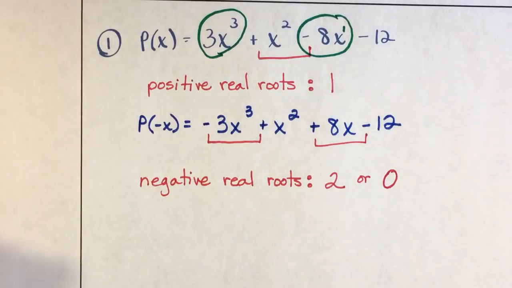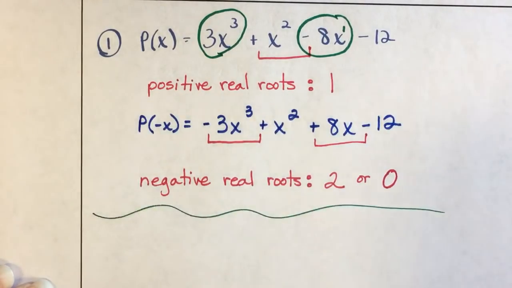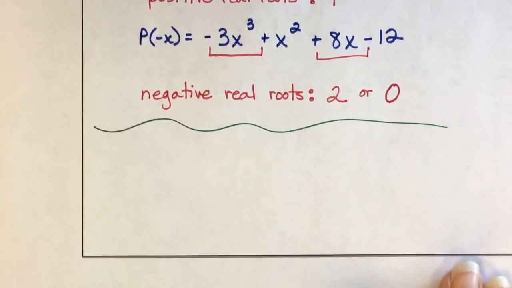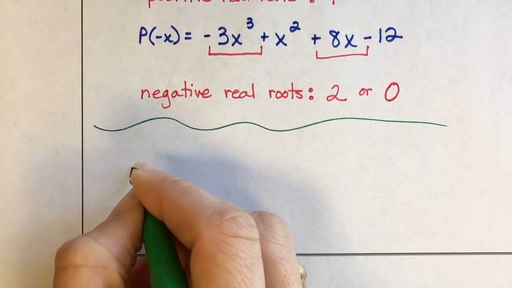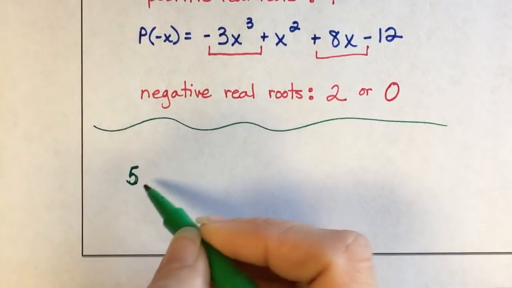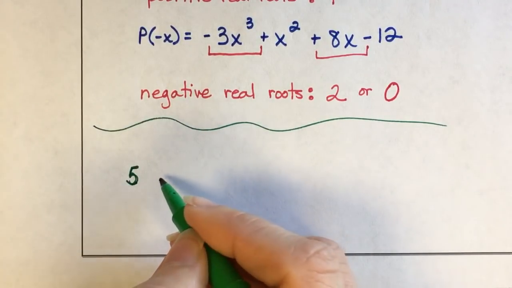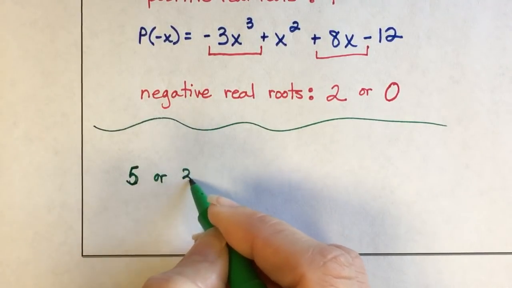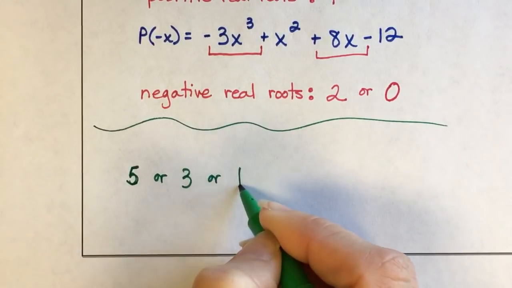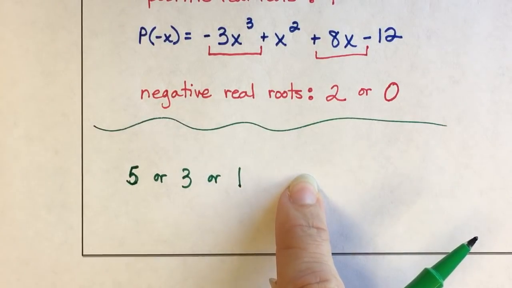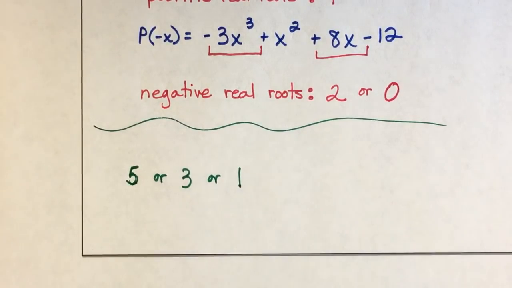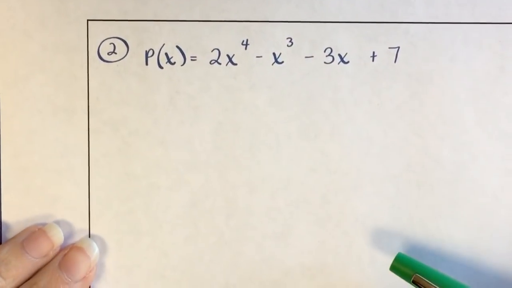Now, on the subtracting 2, I'm just going to make these numbers up. If I started out and I had 5 sign changes, and you don't have to write this down, I just want to explain it. If I counted 5 sign changes, I would say 5 or 3 or 1. You're actually going to continue to subtract 2, but you stop before you get into your negative numbers, okay? All right, let's look at another one real quick.